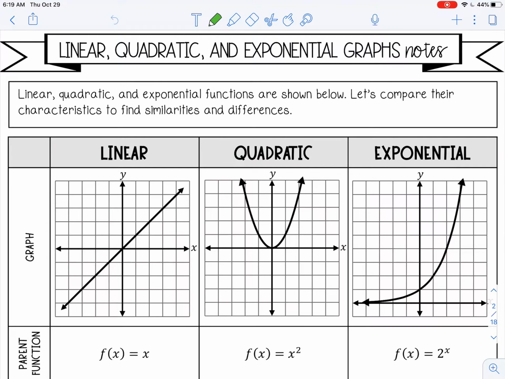Welcome to this lesson on linear, quadratic, and exponential graphs. Linear, quadratic, and exponential functions are shown below. Let's compare their characteristics to find similarities and differences.